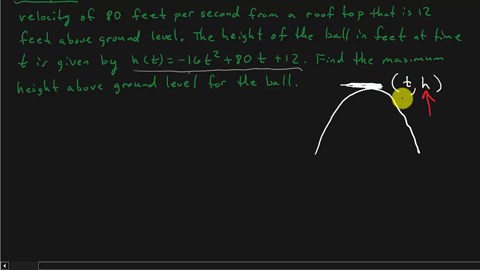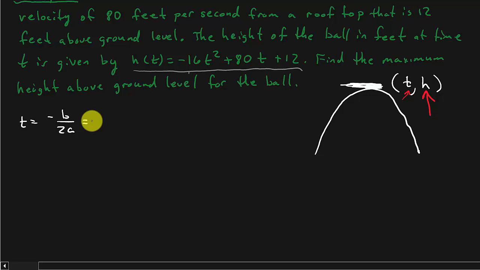But in order to find H, I need to find T. At what time does it reach its maximum height? So when I find the T, I plug it into here, and that will give me the maximum height. So look, all this is T equals minus B over 2A.